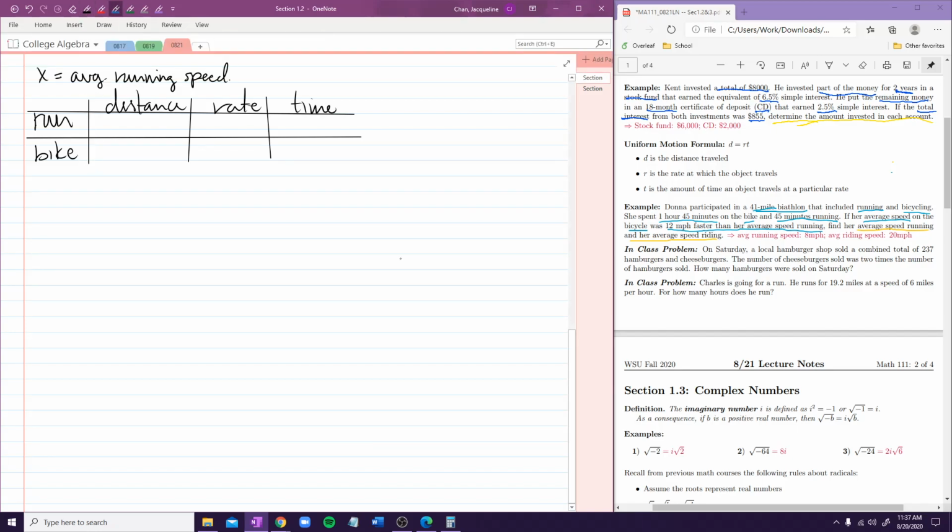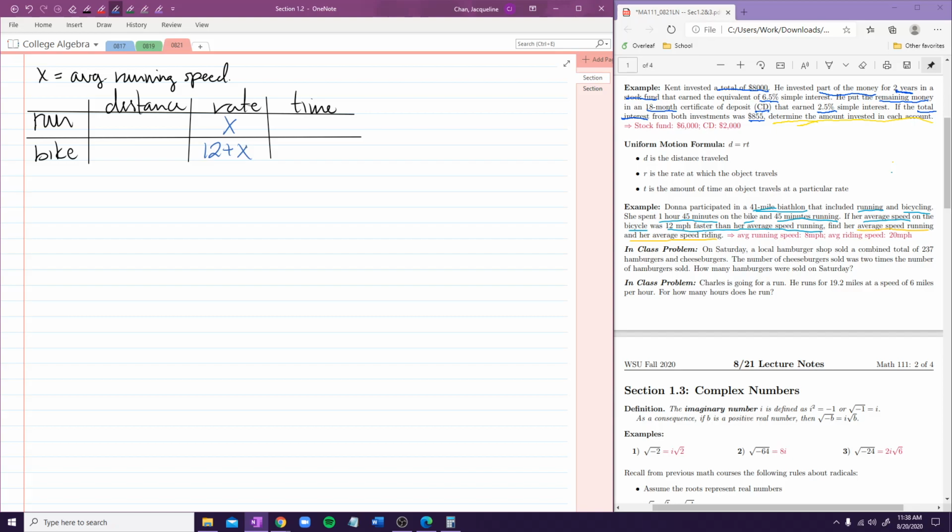So what do we know? We know her average speed. What is the average speed? The average speed is your rate. So for running, her rate is just x, and for her bicycling, it is going to be 12 plus x. You can also write x plus 12. It doesn't matter. Addition is commutative.